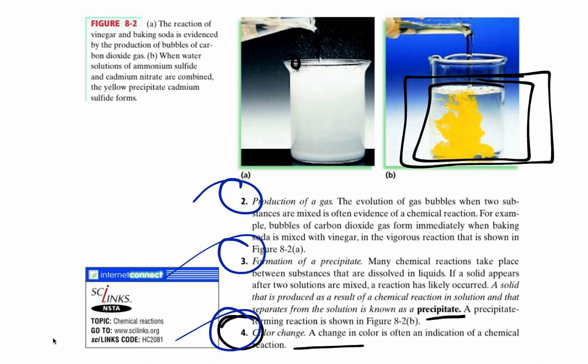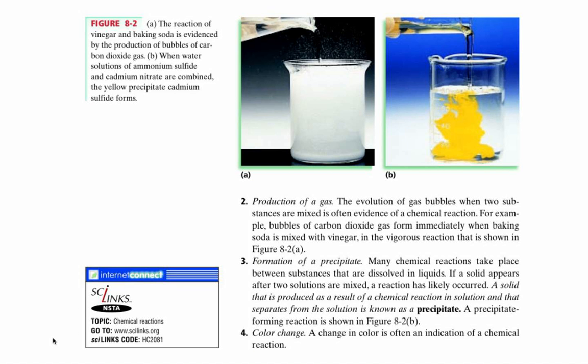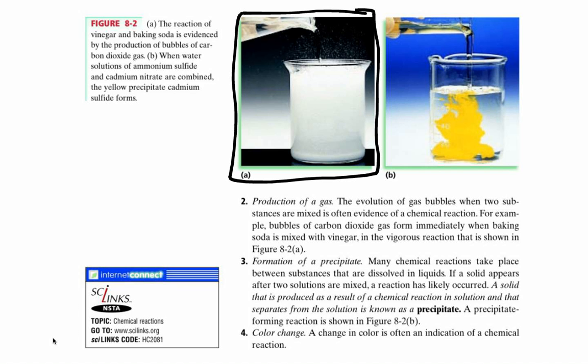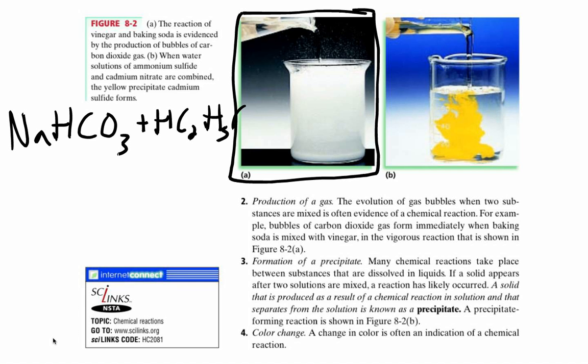What else could we have? Well, notice on this page, let me clear it off so we can see, we have two example reactions. Here we have just baking soda added to vinegar, or what we call acetic acid, baking soda being sodium bicarbonate, NaHCO3, being added to acetic acid, HC2H3O2. So that's our chemical reaction. Notice, or that's our reactants anyway. Notice we're seeing bubbling. That's evidence of a chemical reaction.